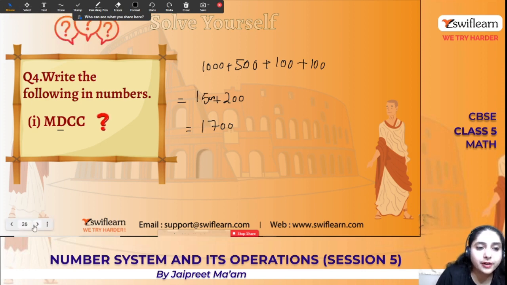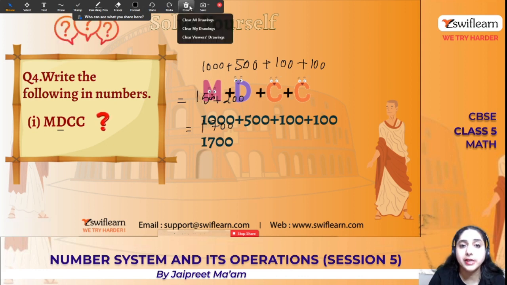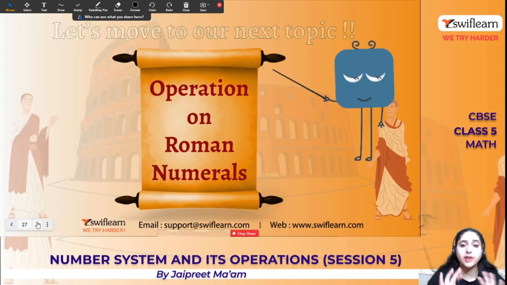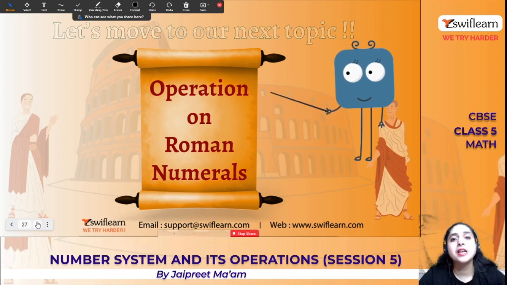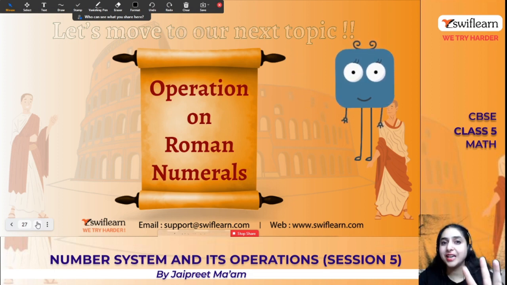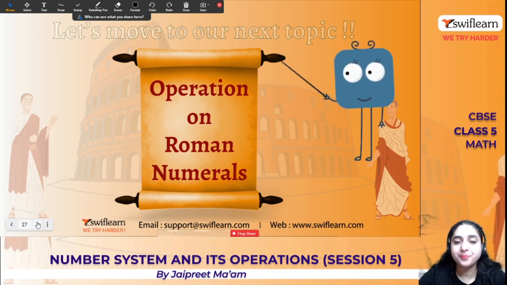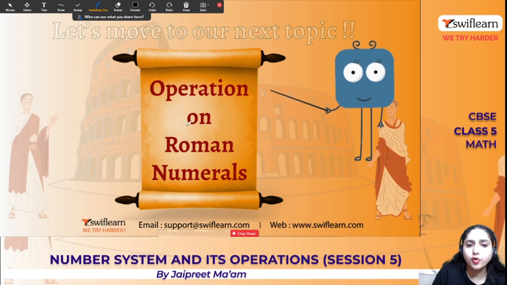If we have to write 1700 in Roman numerals, how will we write it? We will write MDCC. Okay, now you can write Roman numerals into Hindu-Arabic and Hindu-Arabic into Roman numerals. Only you have to keep three rules in your mind, that is rule of repetition, rule of addition and rule of subtraction. Okay, now let's move to our next topic, that is operation on Roman numerals.